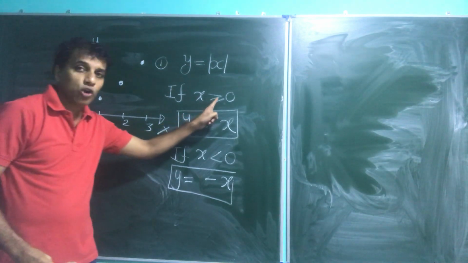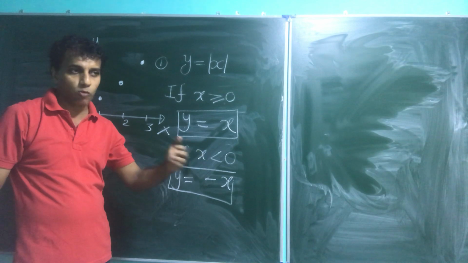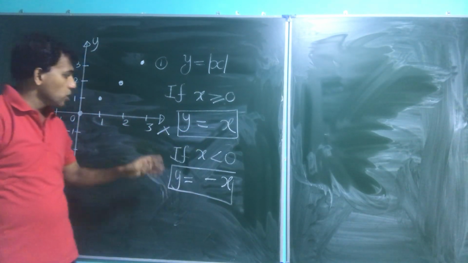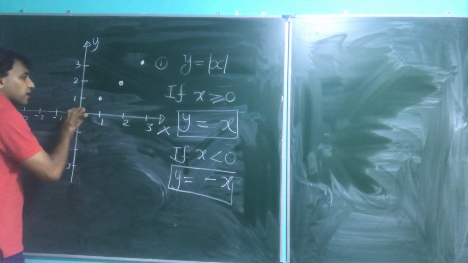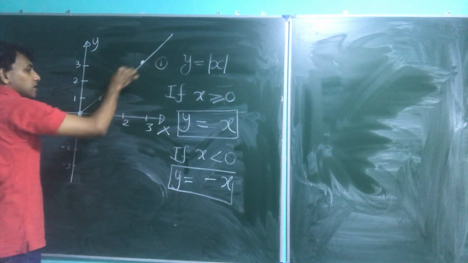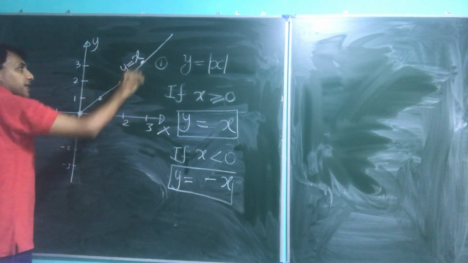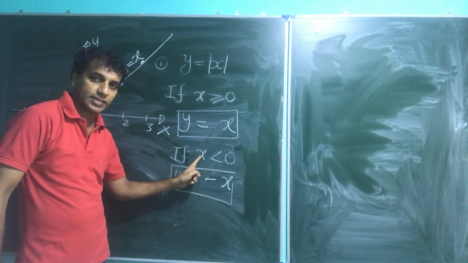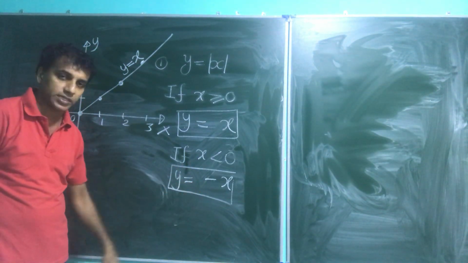Here you will find the more than 0 part. Every modulus has 2 regions, more than 0, less than 0, or any like that. So more than 0 part only. Therefore the graph is like this. This is the graph y equal x, right? Now see, less than 0, x is negative, minus side. The graph is y equal minus x.